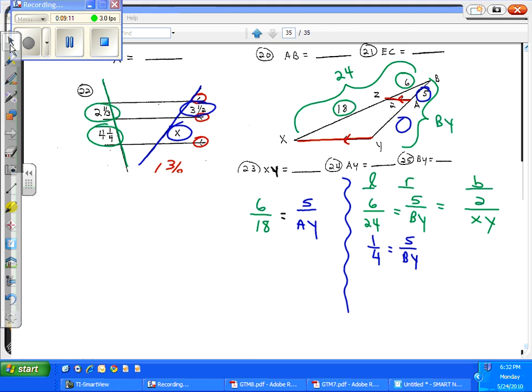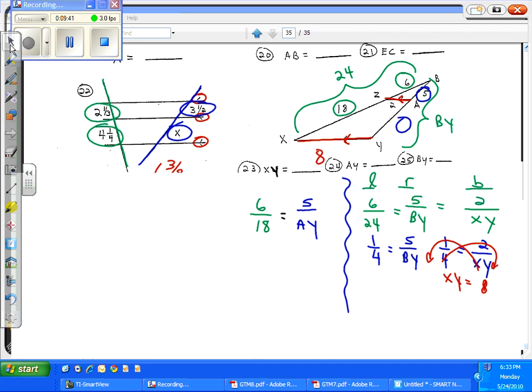The 6/24 reduces to 1/4, so we could say 1/4 is equal to 5 over BY. We could also say 1/4 is equal to 2 over XY. So we could solve either of those three proportions. If we want to find XY, that's the first thing it asks for, we could solve this one. XY times 1 is XY, equal 4 times 2 is 8. And so XY is equal to 8.